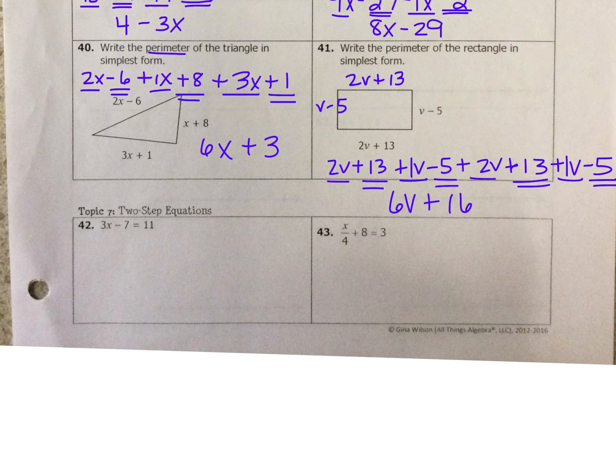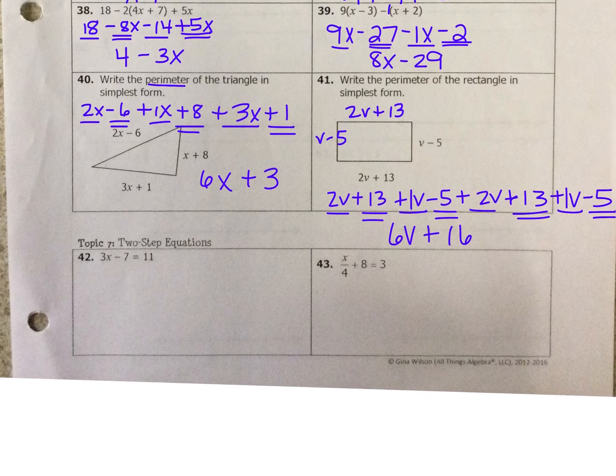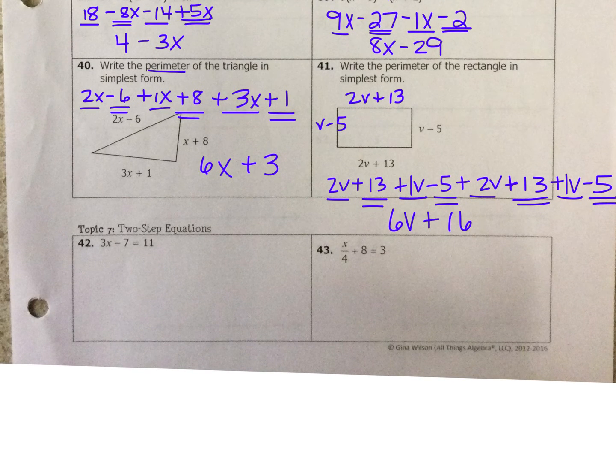For this, we're doing two-step equations. So the first thing I have to do to solve this is to add 7 to both sides. 3x equals 18. If I divide by 3, x equals 6.